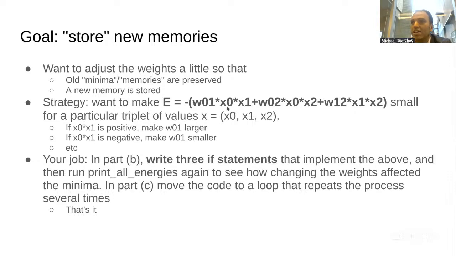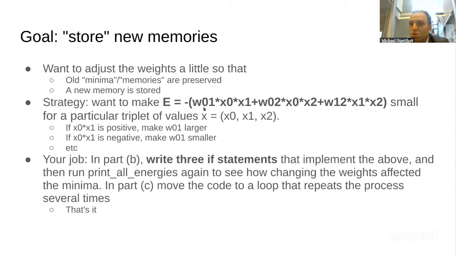Well, I can look at what x0 times x1 is. If it's positive, then I just want to push W01 up a little bit. So if I plug in the particular x0, x1, and I make W01 slightly larger, then that would correspond to a smaller energy because I'm pushing this term up. And then if, for example, x0 times x2 is negative, it's the other way. I want to push W02 down because I want to make this term as large as possible, and this is negative. Okay, so that's all it is.